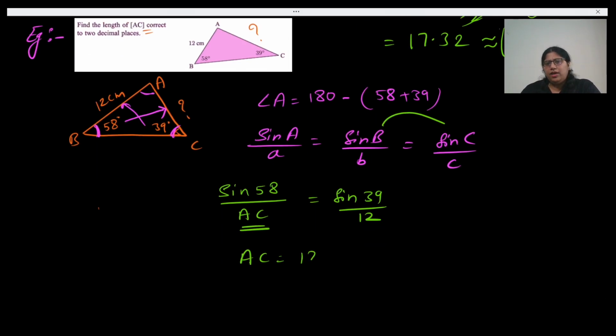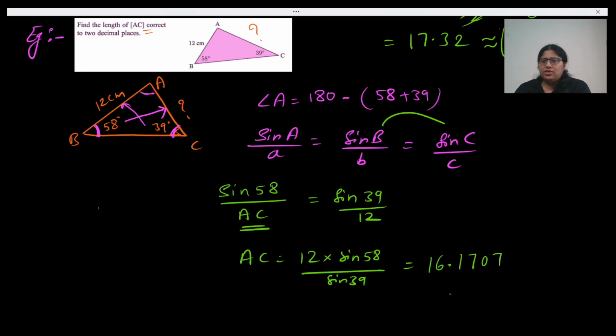So AC will be 12 times sine 58 by sine 39. We'll be getting here, till two decimal places, 16.1707. So till two decimal places, it will be 16.17 centimeter. So this is the way we use sine and cosine rule.